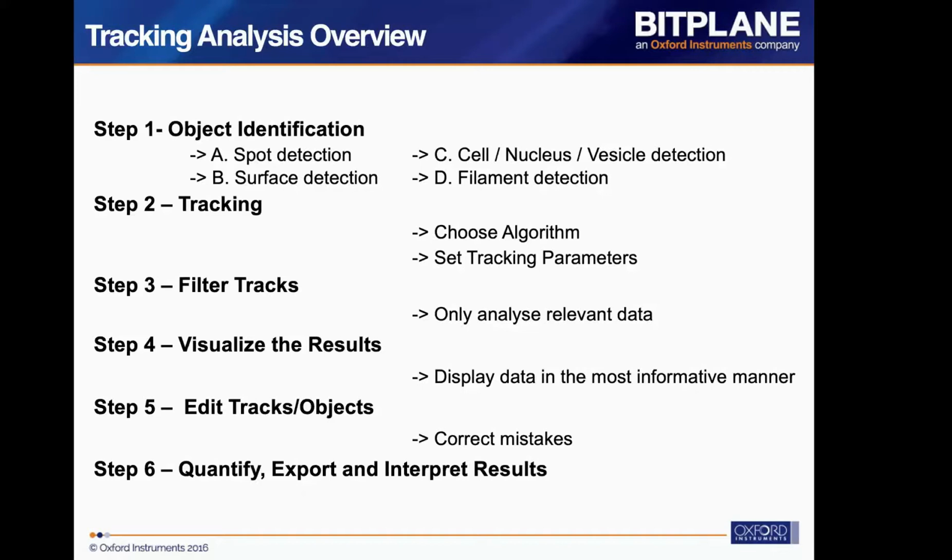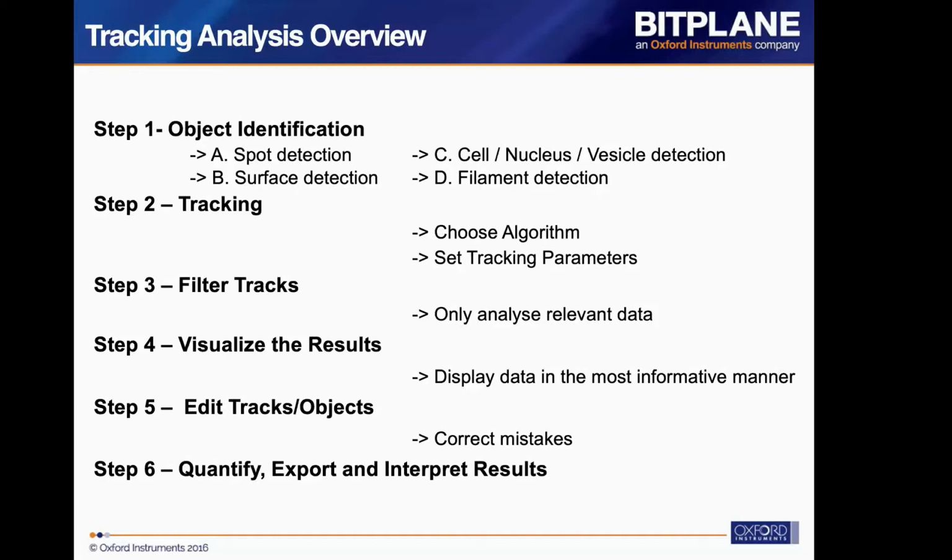Then after the tracking, we can use the filter tracks to filter out the relevant data. For example, sometimes you will see some relatively short tracking length results, which may be coming from the noise or background or some irrelevant objects. In that case, we can use the filter tracks to filter out only the good data, which is maybe the longer tracks or whatever other statistic you would like to use. And step 4 is to visualize the result. In Imaris, we can display the track result in different ways, so you may want to show your data in the most informative manner.